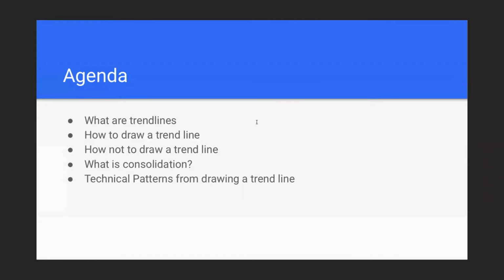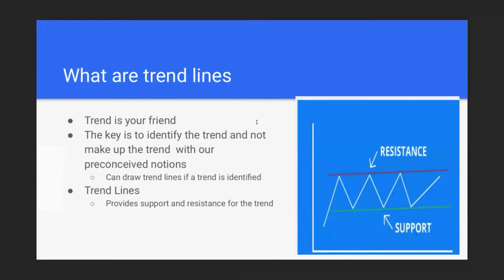So first, what are trend lines, folks? First, you have to understand, I've been telling this a lot of times, trend is your friend, right? They always say trend is your friend. You want to trade with the trend, but the key is to identify the trend. Some people say, hey, this is bullish, with their own preconceived notions. No, that's not what we are doing as technical traders. We want to see the trend really happening. So how can we identify the trends? One way is, if there is a trend, you can draw a trend line.